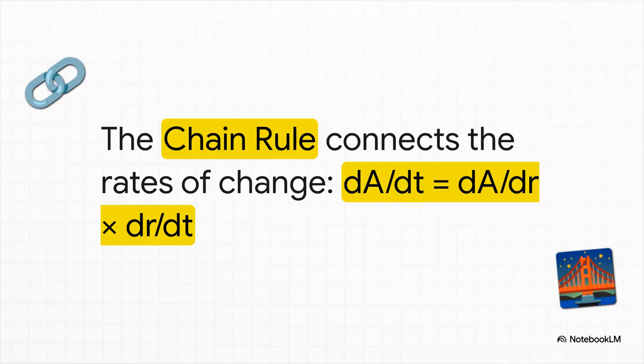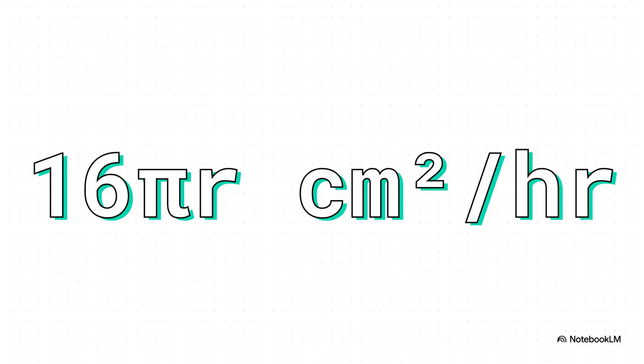And this is where the magic happens. The chain rule is the key that unlocks the whole thing. It builds the bridge we need. It tells us that the rate of change of the area over time is simply the rate of change of the area with respect to the radius multiplied by the rate of change of the radius with respect to time. See? It just connects everything perfectly. And when we plug in our numbers, we get our answer. The area is increasing at a rate of 16 pi times the radius every hour.